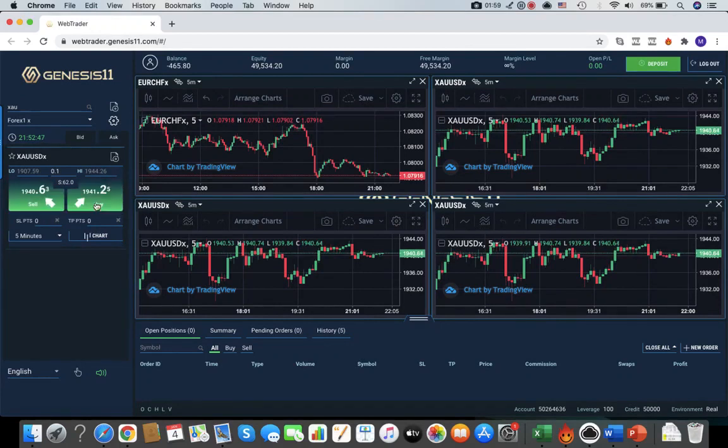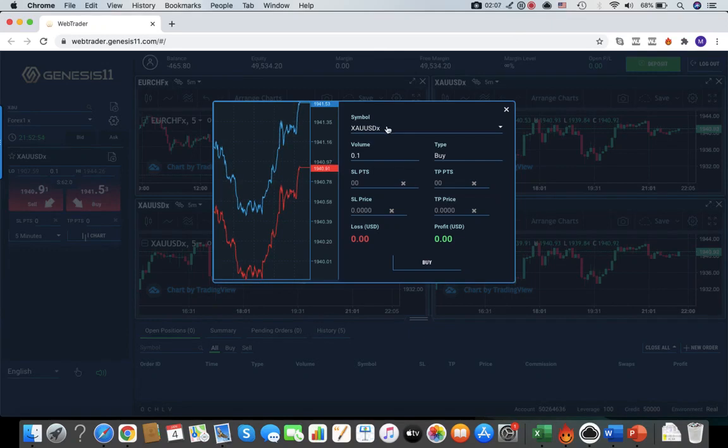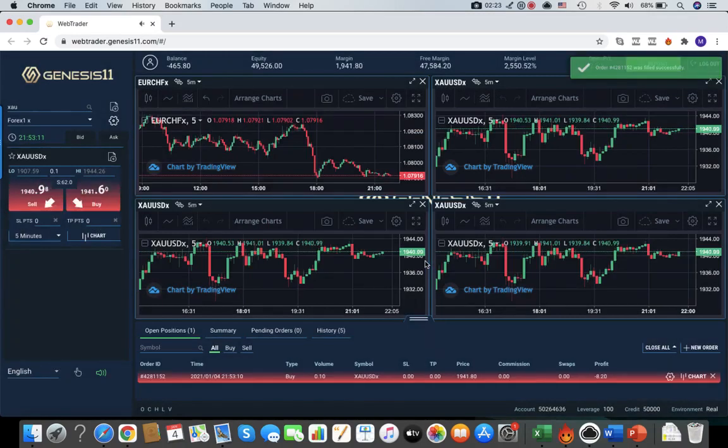So I'm going to click here on the left side of the screen, I'm going to click buy. And a window opens. So on the top of the window, you have the asset that you want to trade. Below that, it says volume. That is the amount of gold that you want to buy. So let's say I want to buy 0.1 lot. You see the type is buy. And all you got to do right now is just click buy. And that is it. You have a red line on the bottom of the screen where we have a position with gold. If gold goes up, we're going to make money.